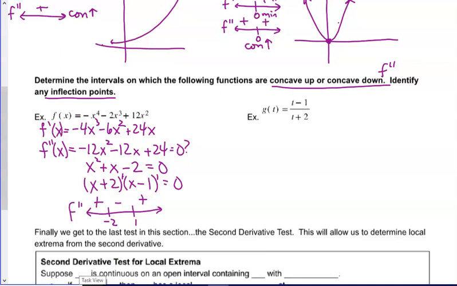So what do we know about the concavity? When is it concave down and when is it concave up? Well, concave up means that we're positive. Concave down means that we're negative. And are there any inflection points?